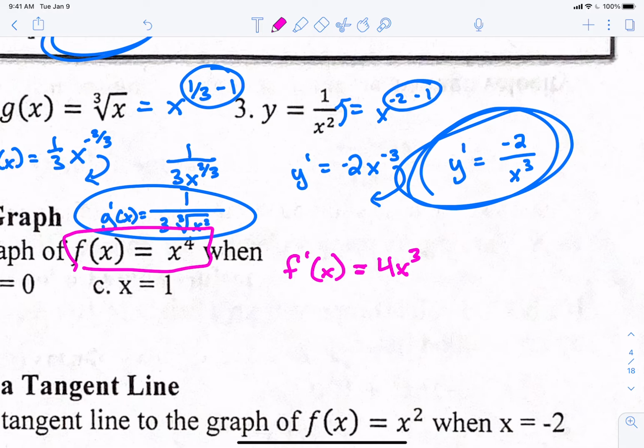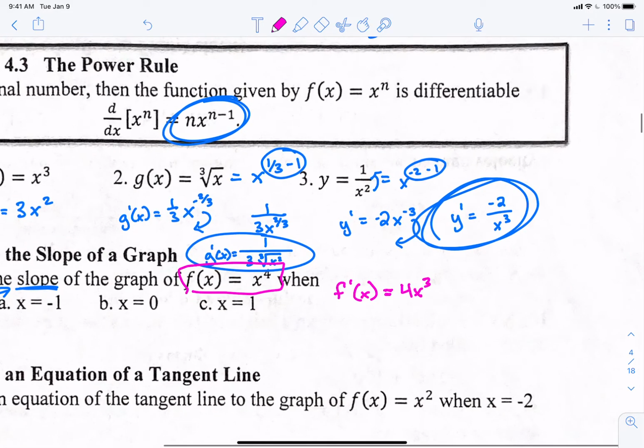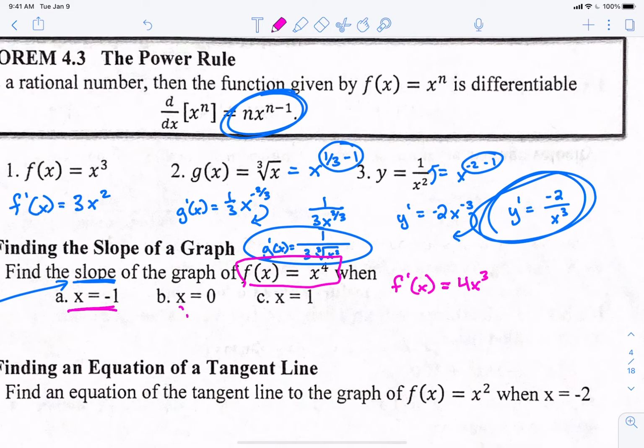Now, here's where you're going to get stuck. A derivative is supposed to be a slope, but 4x to the 3rd power is not a slope because it has an x in it. So you plug your numbers in now. I am going to evaluate the slope at each one of these 3 places by plugging that into the derivative equation. So 4 times negative 1 to the 3rd power. 4 times 0 to the 3rd power. 4 times 1 to the 3rd power.